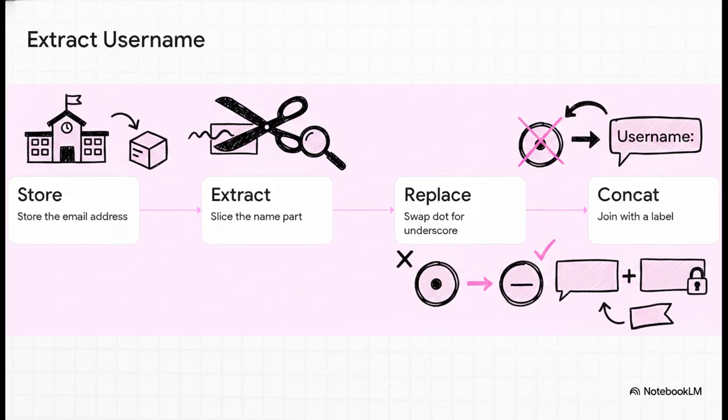Okay, let's tie all of this together in a complete real-world scenario. Imagine you're building a system for a school, and you literally have to generate clean usernames from a huge list of long, messy email addresses. Here's how it works. Step 1, we store the email maria.lopez@school.org. Step 2, we use our new extraction skills. By slicing from 0 to 11, we pull out just the maria.lopez part. Step 3, we clean it up by replacing that dot with an underscore, giving us maria_lopez. Step 4, we concatenate. We just join the label username with our newly clean name. And finally, step 5, our beautiful final output is username maria_lopez. It's extraction, replacement, and concatenation, all working together in perfect harmony.